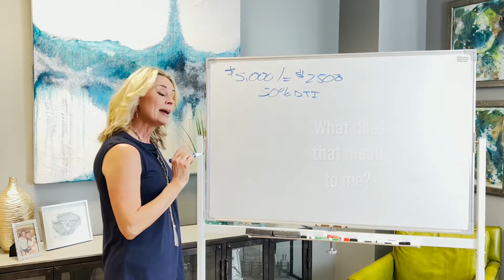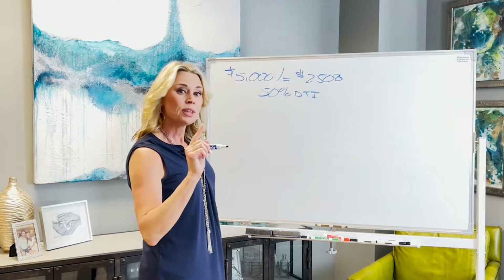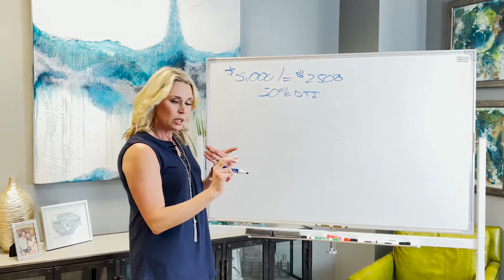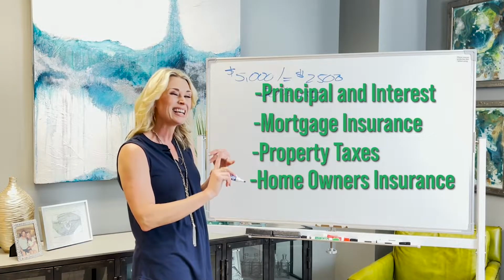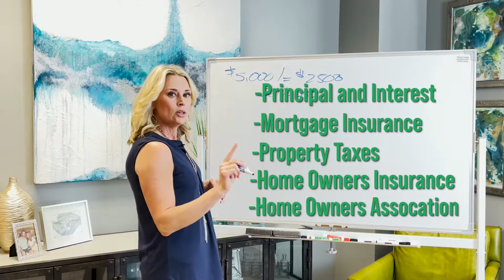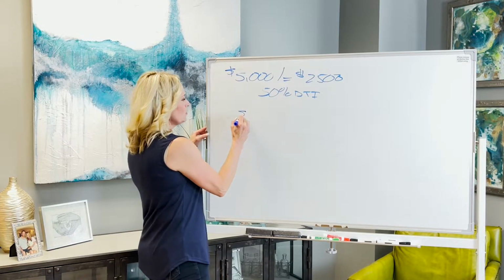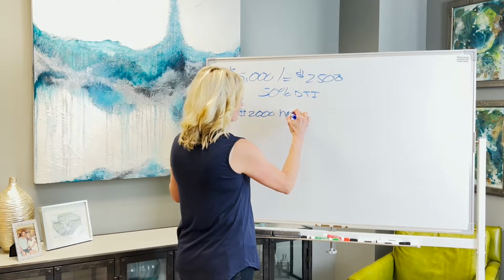Well, if you want to buy a house, and let's say your estimated monthly payment is $2,000 a month, and that payment would include principal and interest, mortgage insurance, property taxes, homeowners insurance, as well as a homeowner association if you're buying in a community that has one. So let's say for this example that your housing payment is going to be $2,000 per month.